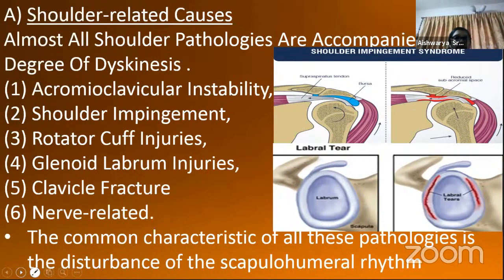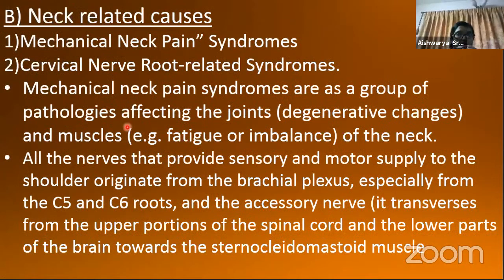Now, coming to the neck related causes, we have two main causes: the mechanical neck pain syndromes and the cervical nerve root related syndromes. Mechanical neck pain syndrome is nothing but any disease or pathology that causes the degeneration of the cervical spine and the surrounding joints, or if the muscles are getting fatigued or imbalanced, then it causes a scapular dyskinesis. Why? Because certain muscles such as your trapezius, your levator scapulae, and your rhomboids all arise from the neck region and go down and attach to the scapula.